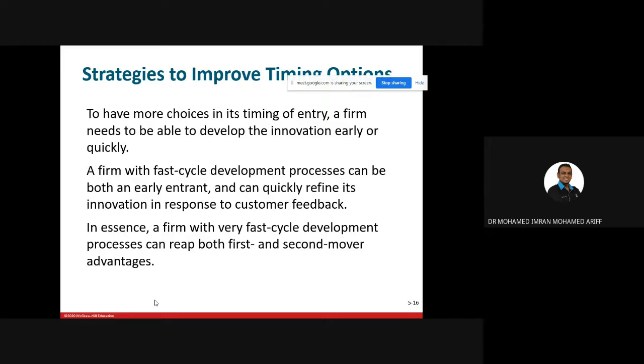Point number one, you need to be fast. Innovate fast. First, you need to be fast. You need to enter the market fast. But some products can wait. Okay, some products can wait. Because sometimes the market is there.